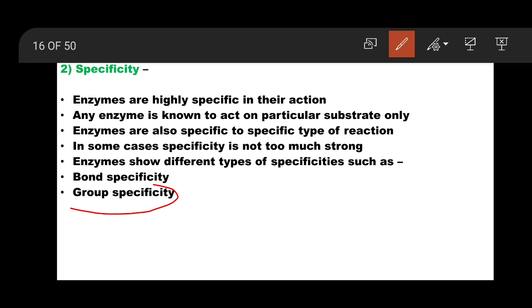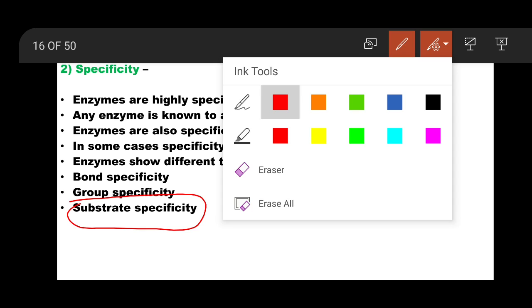Group specificity means functional group specificity. Different types of functional groups are there: aldehyde group, acid group, alcohol. So you know which functional groups are there in chemistry. Next is substrate specificity. Substrate specificity is also there. So for a specific substrate, the enzyme is specific. I was telling you last time.